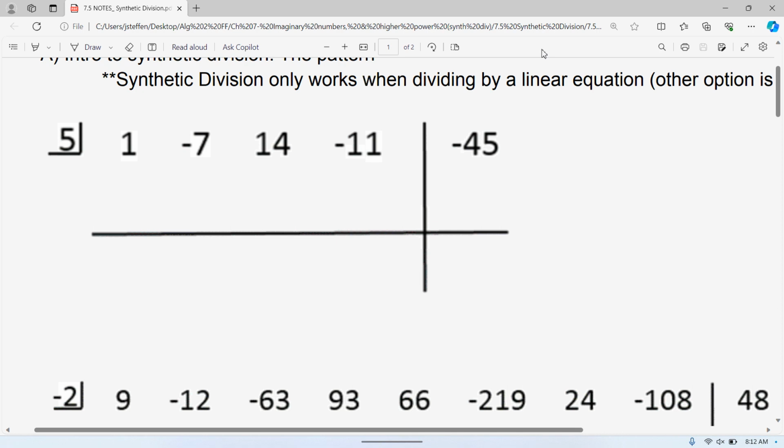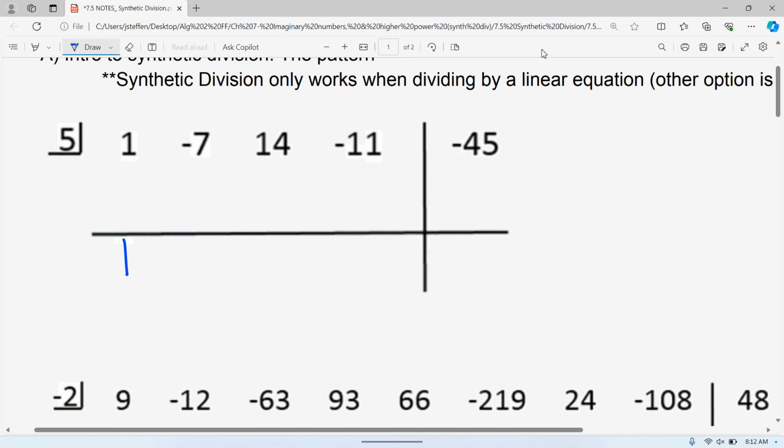So the first step, and I would argue the hardest step because you only do it once. And when I say hardest, it's just the hardest to remember. That number, whatever that number is, all you do is drop it straight down. So that 1 literally just goes straight down as a 1. That's it.